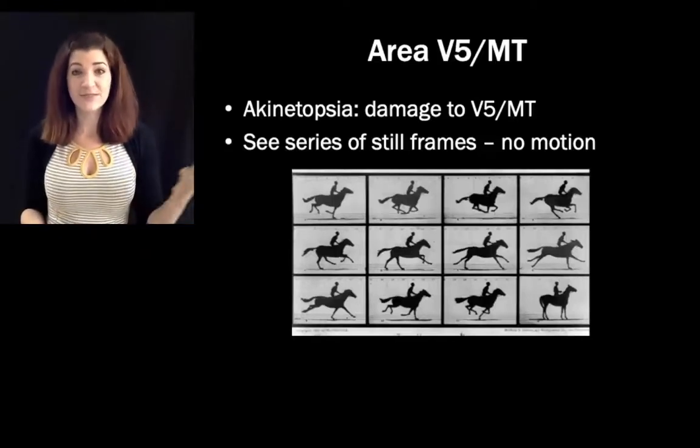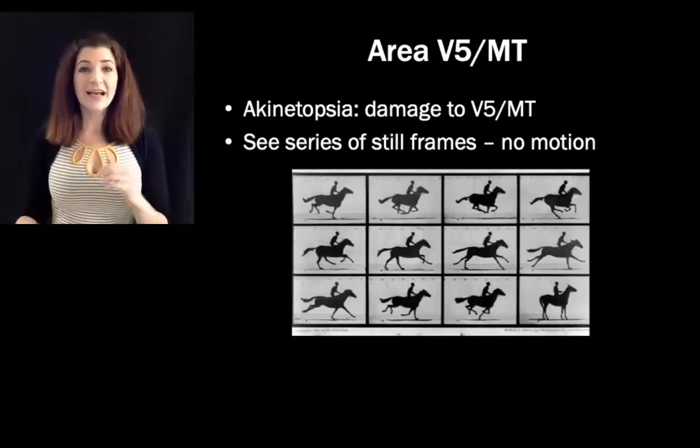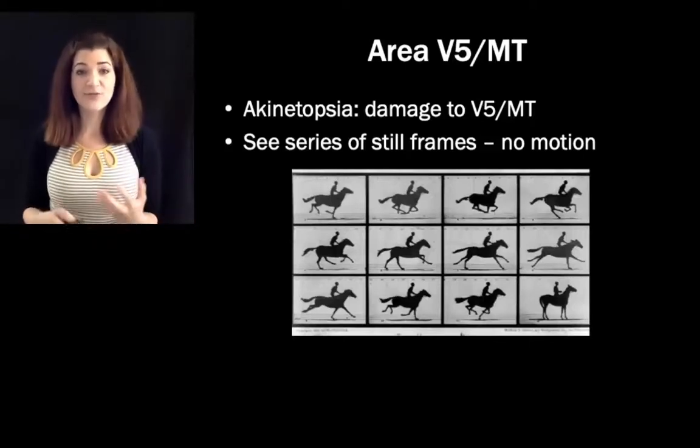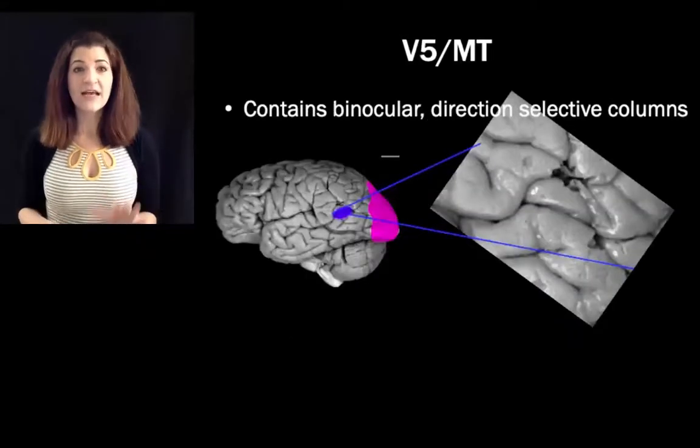She couldn't judge the speed of cars. Cars looked really far away and then suddenly were very close. So our ability to connect frames of motion together is really important for making sense of a complicated moving world. V5 is organized in a really fascinating way.